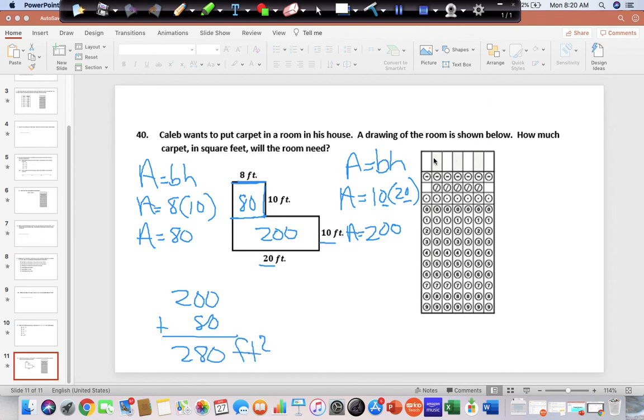It doesn't need us to put feet squared because in the answer up here it said it was already going to be in square feet. So that's 280.